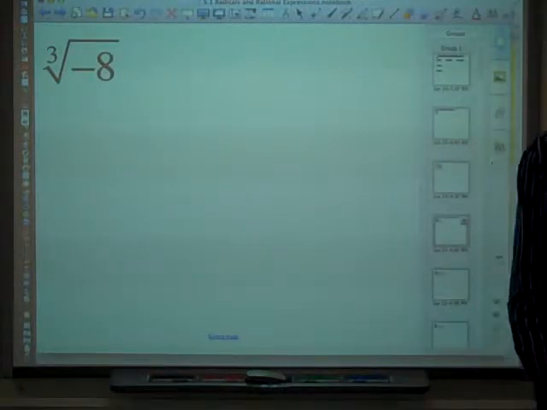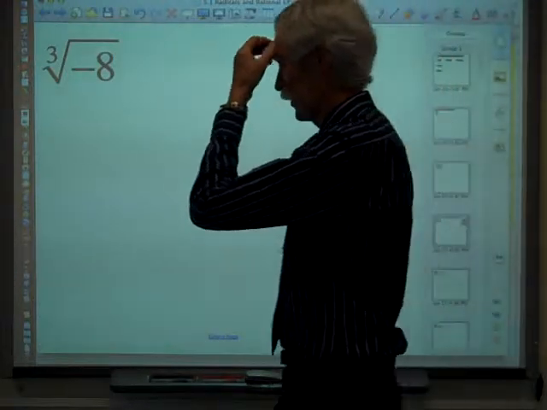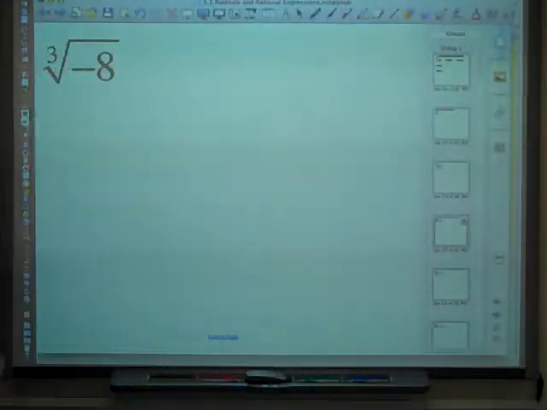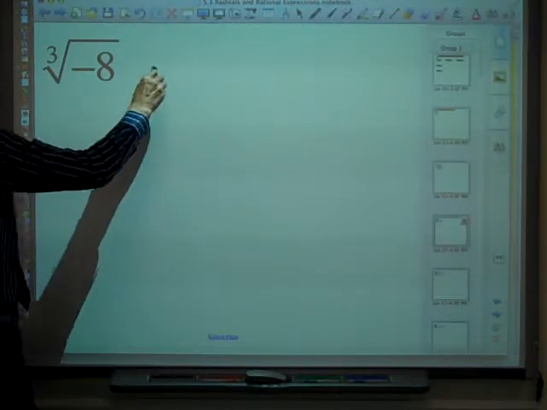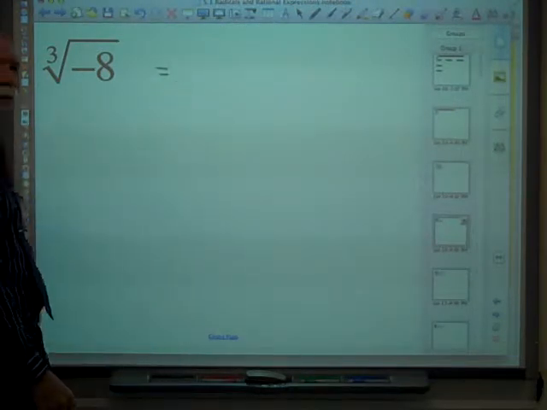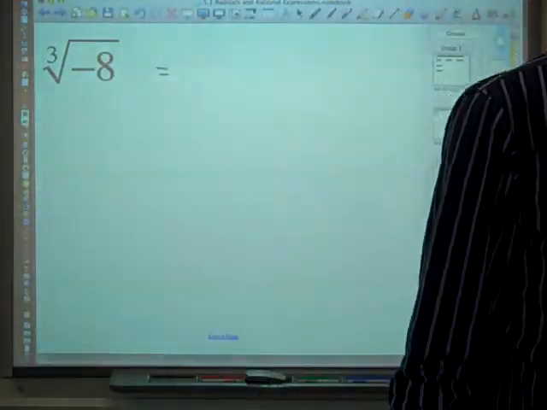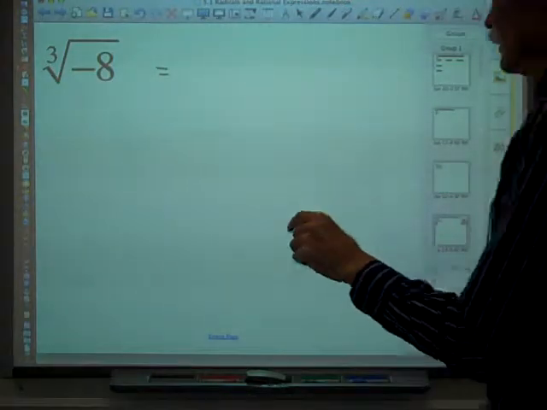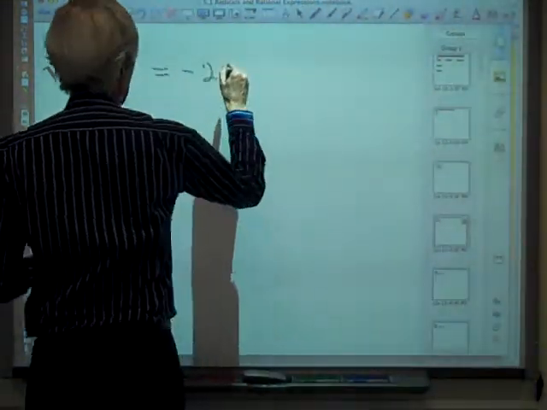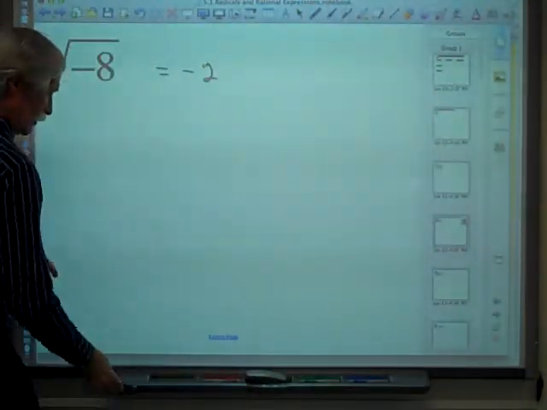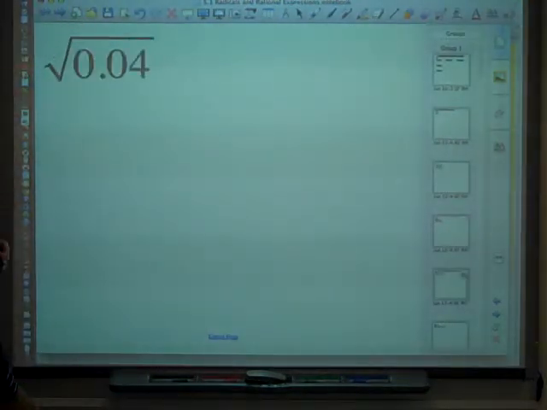Cube root of -8 without a calculator. Is it imaginary? No, the cube root of a negative is not imaginary. What can multiply itself 3 times and be -8? -2. No calculator.